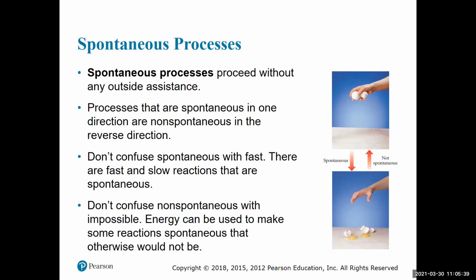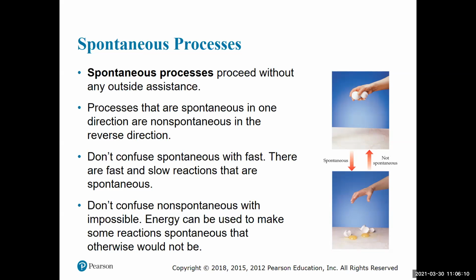A couple things about these. Spontaneous processes are often fast, like dropping those eggs, that happens pretty quick. But they don't have to be fast. There are examples of slow spontaneous reactions. The one I always think about is when you see metal rusting. That's a pretty slow process, right? But yet that's a spontaneous reaction, spontaneous process.